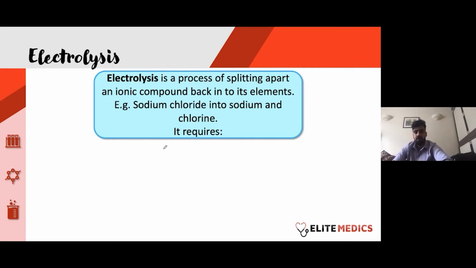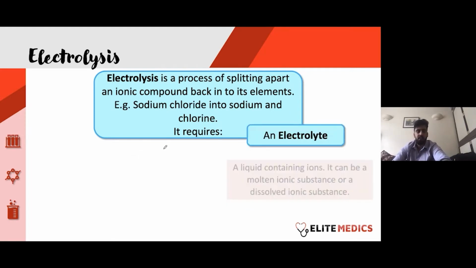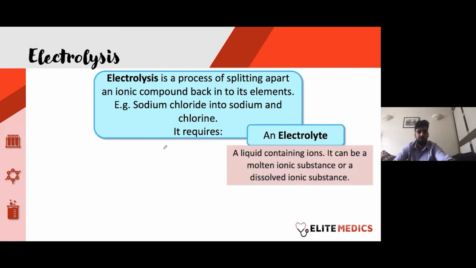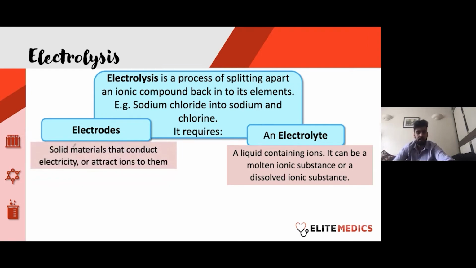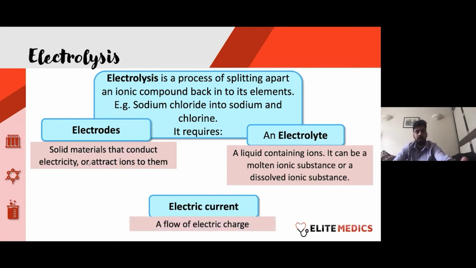For this, it requires an electrolyte, which is what we described as a liquid containing the ions, which has to be molten or dissolved. You need your electrodes, which are going to connect the battery or power supply to the circuit. The electrodes are the solid materials that conduct electricity or attract ions towards them. Then the electric current, which is essentially a result of electrons moving and also due to ions moving.